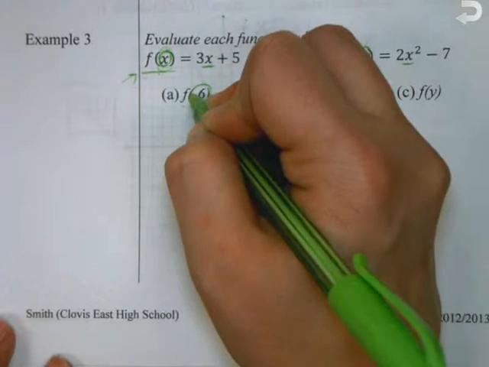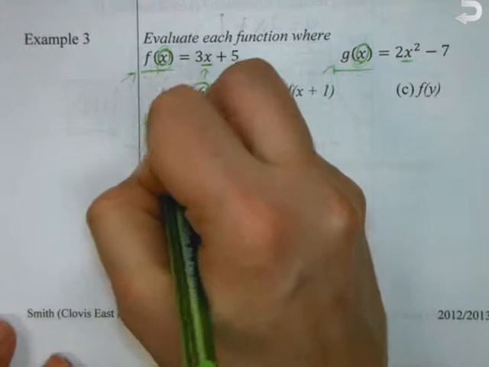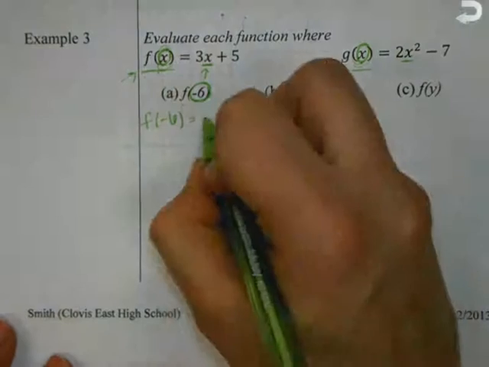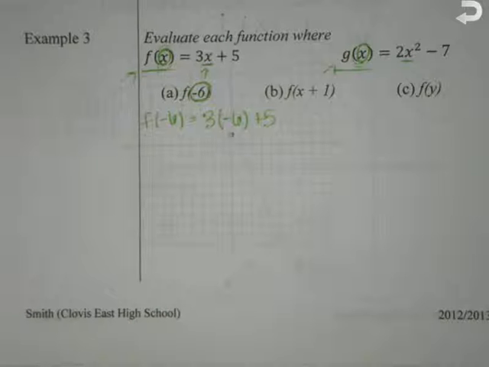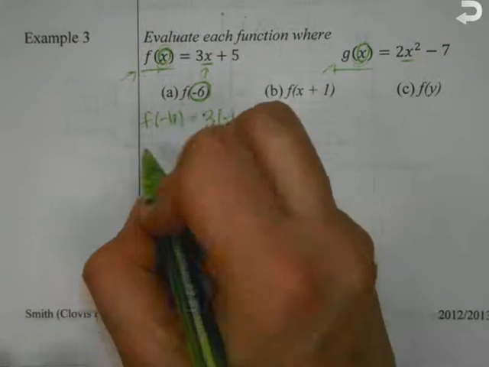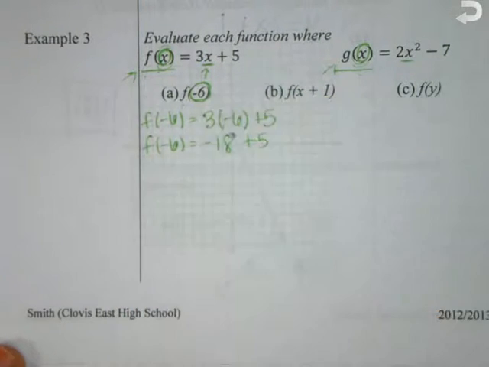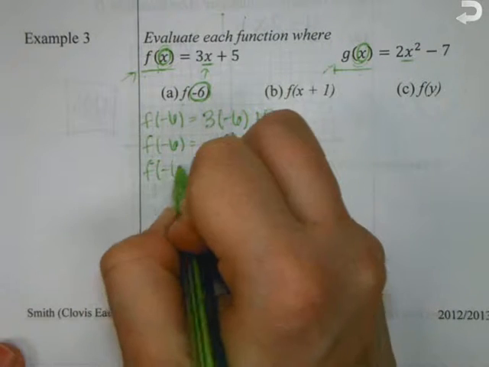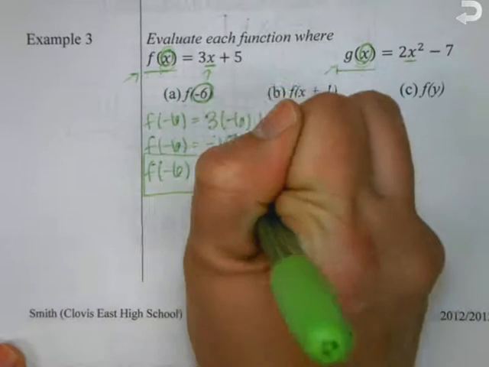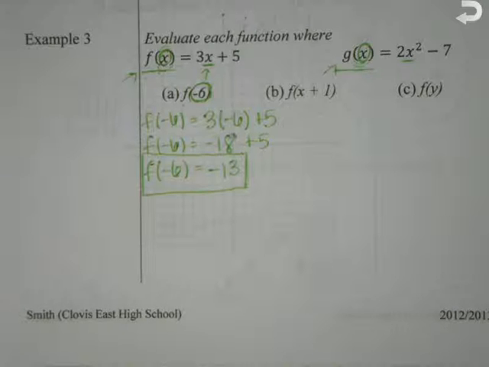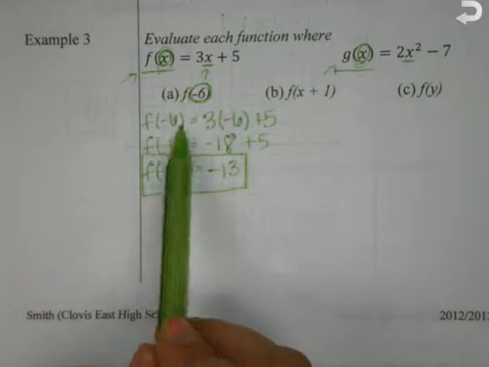So f of negative 6 is equal to 3 times negative 6 plus 5. So f of negative 6 equals negative 18 plus 5. So f of negative 6 is equal to negative 13. And that's your answer. After I've told you what to evaluate for x, make sure that in your function you are plugging in the negative 6 so that I know what it is that you're doing.